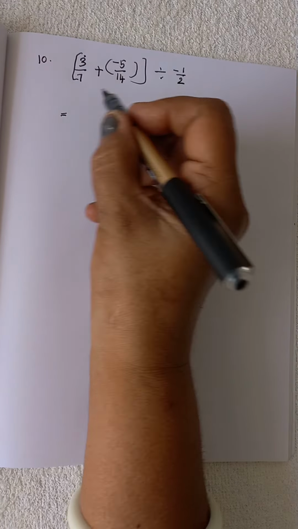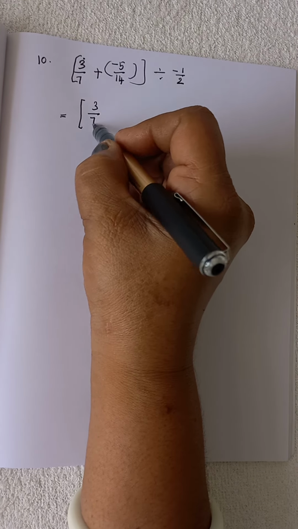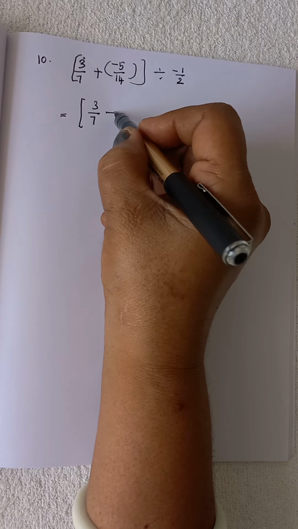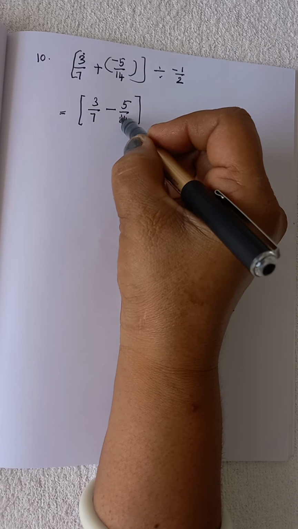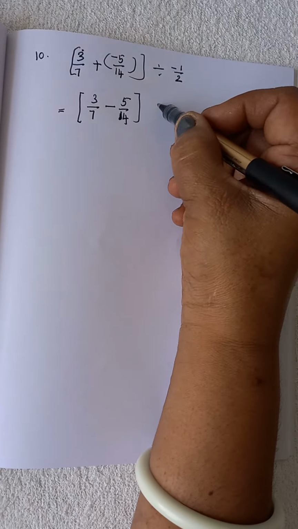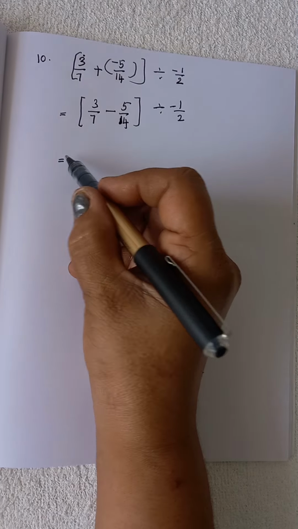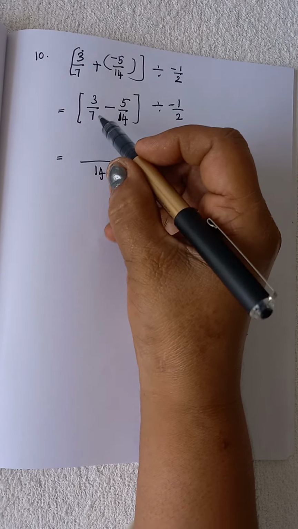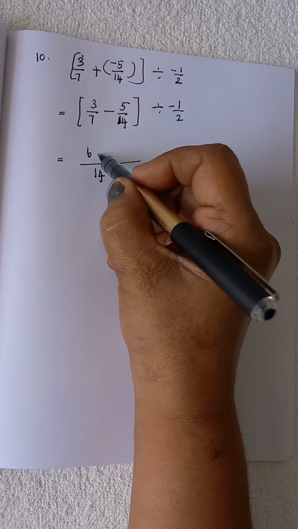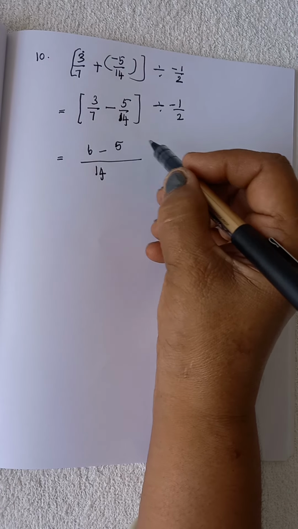So this is equal to 3 by 7, minus into plus is minus 5 by 14, divided by minus 1 by 2. Now we can take the LCM as 14. So 14 by 7 is 2. 2 into 3 is 6. Minus 14 by 14 is 1. 1 into 5 is 5.